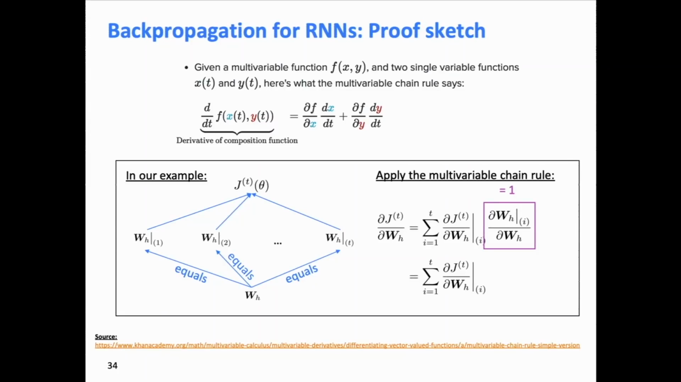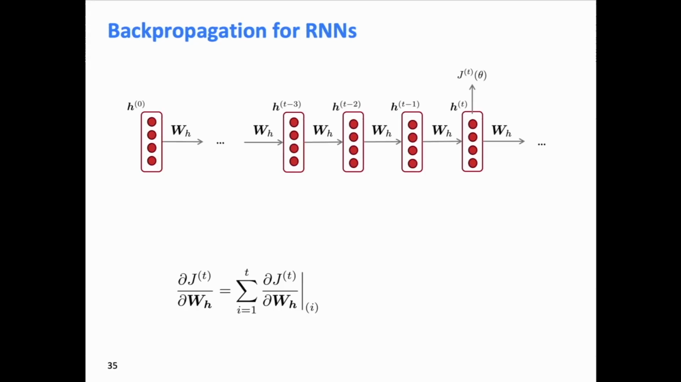And then that gives us the equation that I wrote on the previous slide. So this is a proof sketch for why the derivative of the loss with respect to our recurrent matrix is the sum of the derivatives each time it appears. Okay, so suppose you believe me on that. That is how you compute the gradient with respect to the recurrent weight.